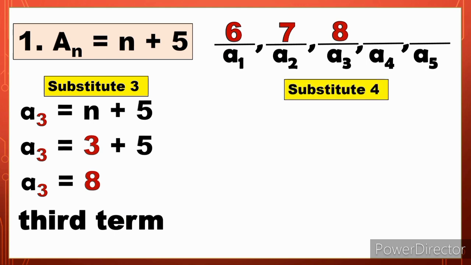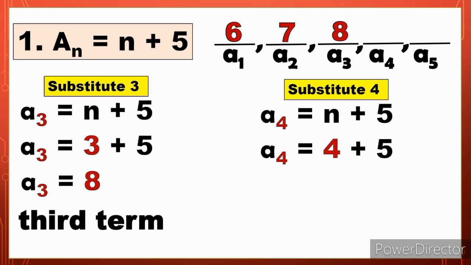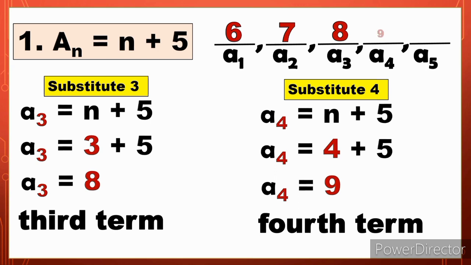Okay, next, to find the fourth term, or a sub 4. So, a sub 4, then we substitute 4. So, a sub 4 equals n plus 5, and then change n with 4. So, a sub 4 equals 4 plus 5, and 4 plus 5 equals 9. Therefore, a sub 4 equals 9. And 9 is our fourth term.